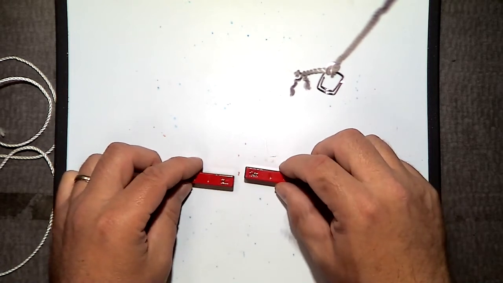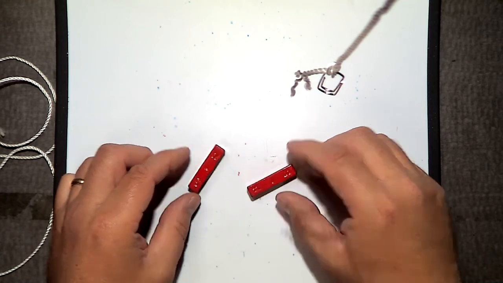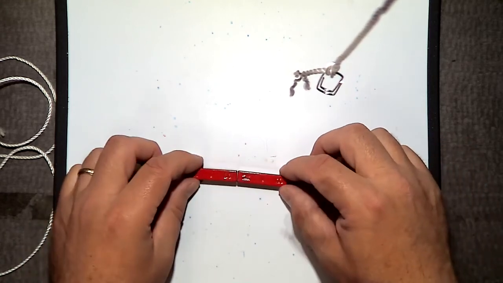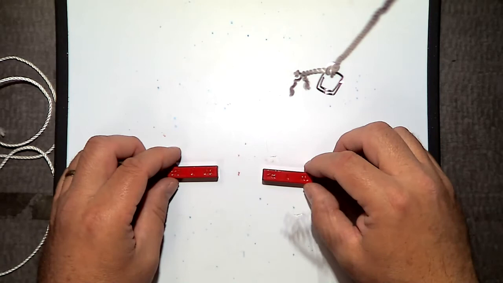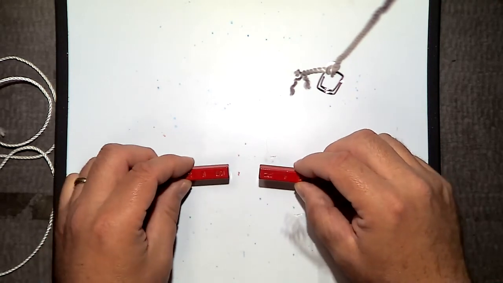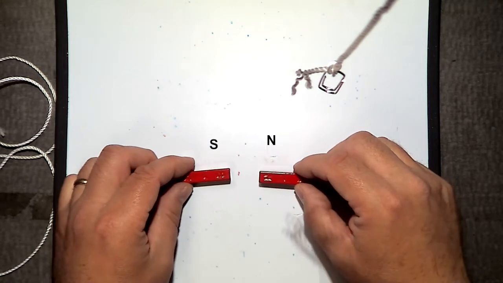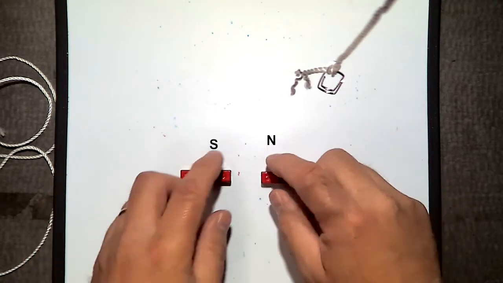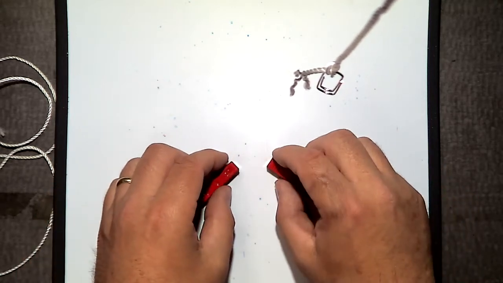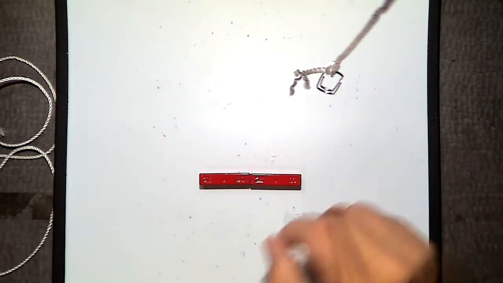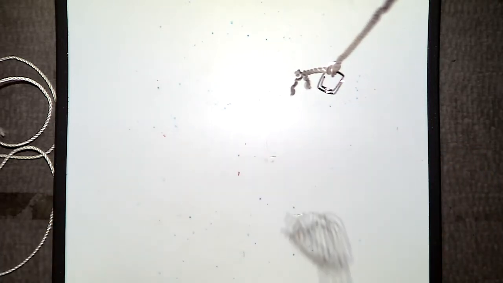And if I just simply leave them sitting here, they will align themselves the way they should be. So the opposite poles are attracting, the north pole on the magnet in my right hand is aligning with the south pole on the magnet in my left hand. I can flip them back around and they should try to self-align.